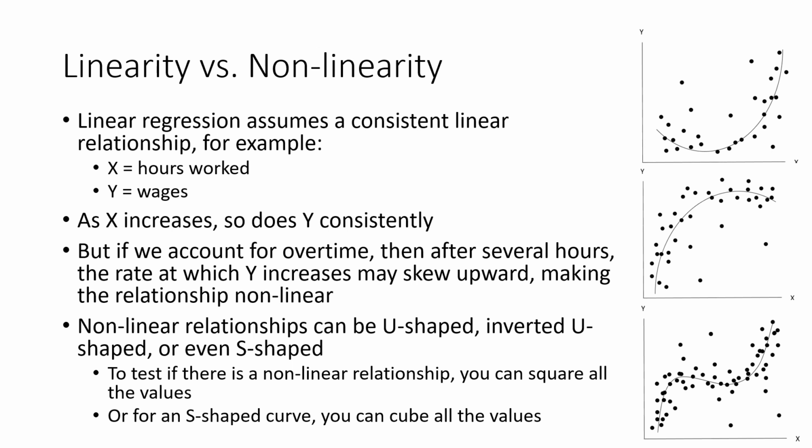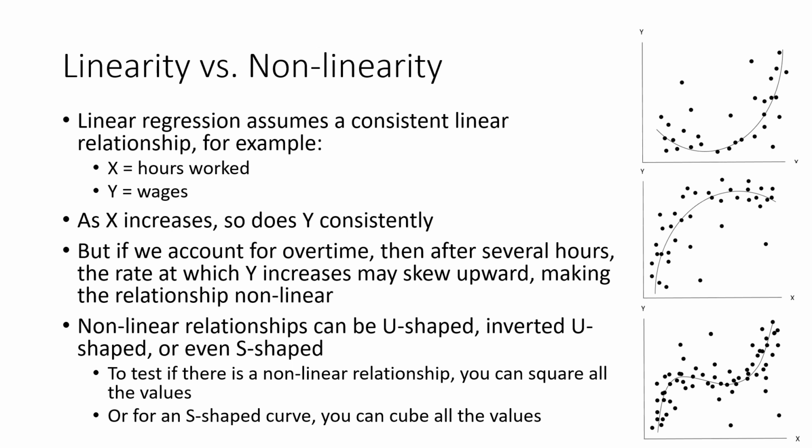But what if we account for overtime? Some people get paid time and a half when they breach a certain threshold of their work. And when that happens, you find that the wages or the income increases by a factor of 1.5 because they're being paid time and a half. And what this does is it creates something of a nonlinear relationship between x and y, which multiple regression in and of itself has a difficult time coping with.